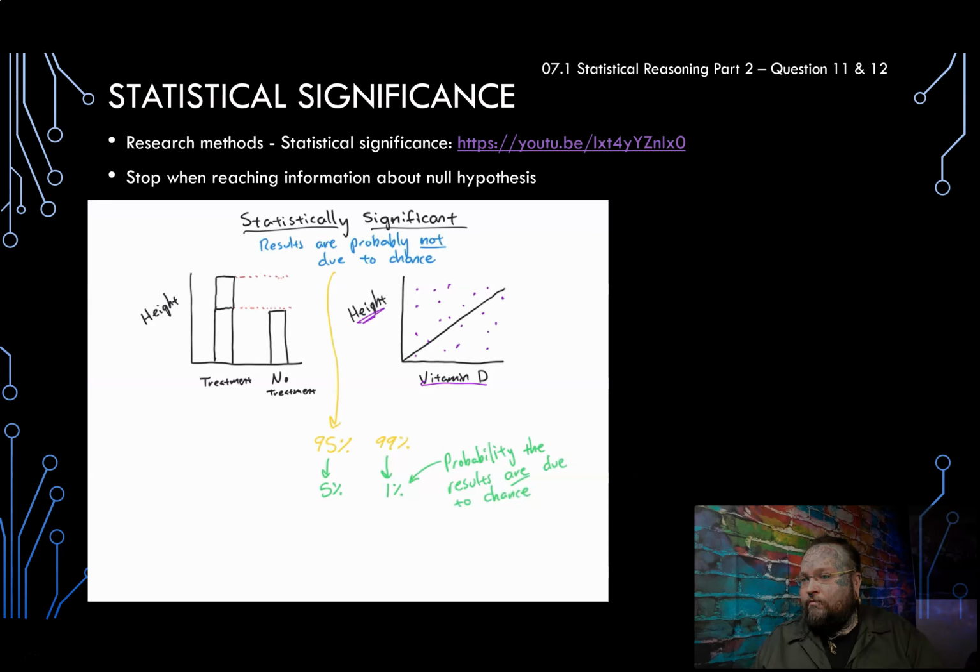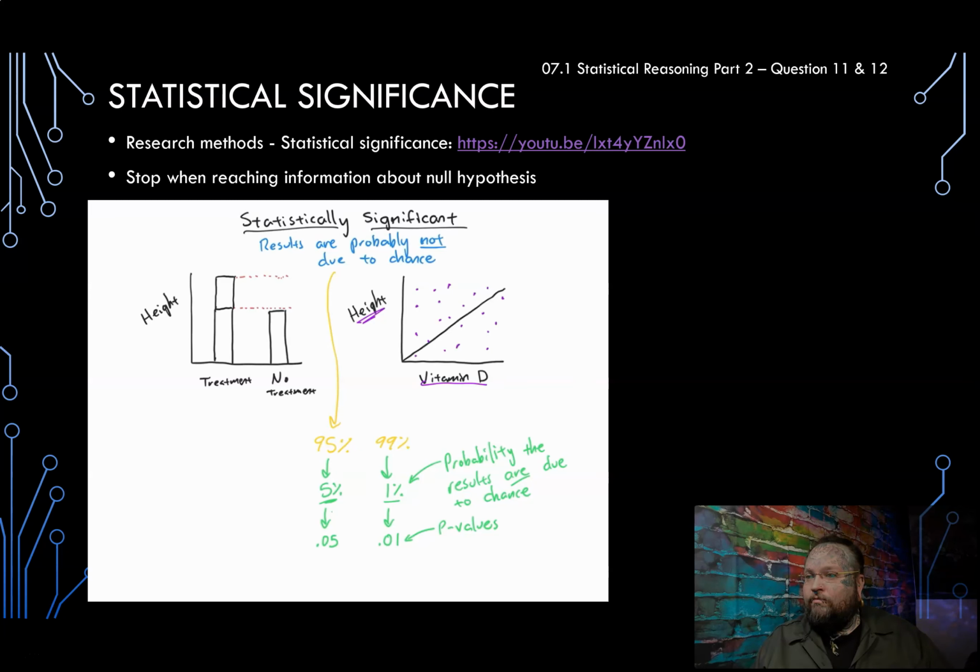Now, when you see these reported in a journal article, rather than reporting it as percentages like these, we would usually see this reported as a decimal. So 5% as a decimal would be 0.05. 1% would be 0.01. It's exactly the same thing as saying a 1% or a 5% chance. And just to give you some terminology you'll see used, these are called p-values. P-value is just a way of saying the probability of something being due to chance.